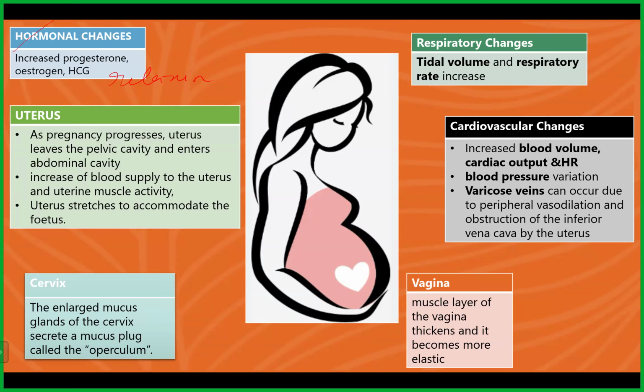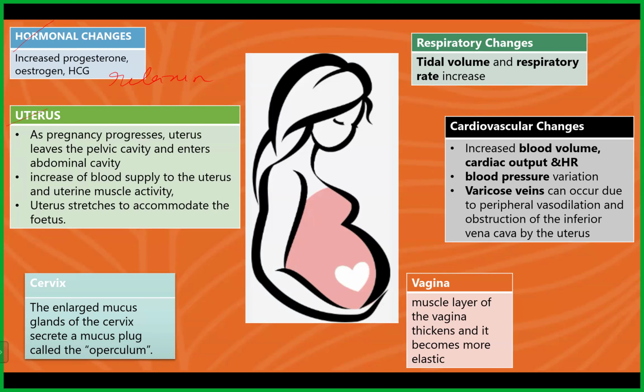So next, talking about relaxin. Relaxin helps in, as the name says, relaxing the pelvic ligaments, softening the cervix, and it also aids in the expulsion of the baby. Okay. So next, talking about the uterus. Any doubts about the hormonal changes?